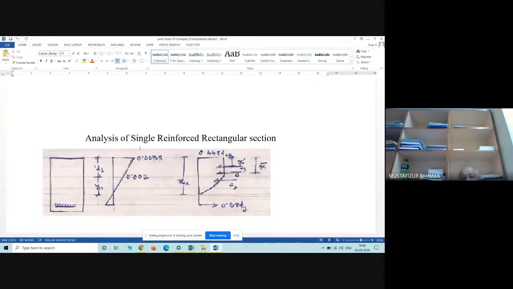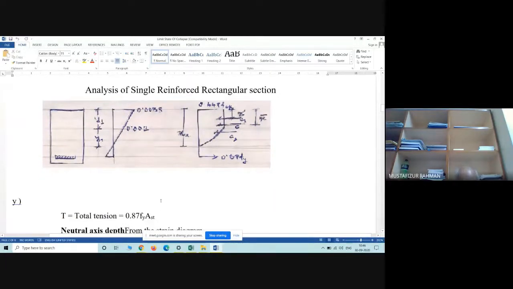Now, why is it so? Now let us see the figure. See the figure.